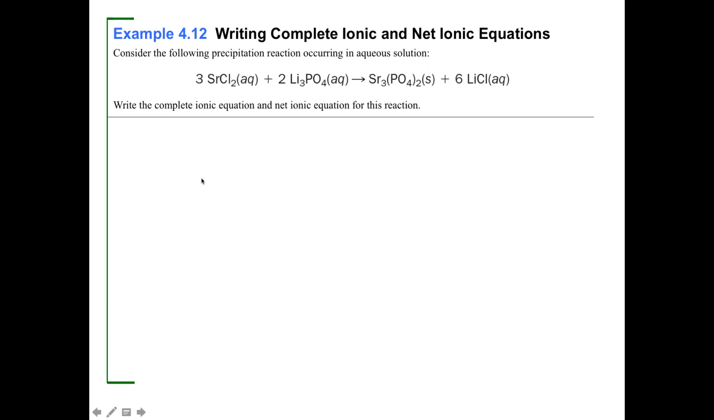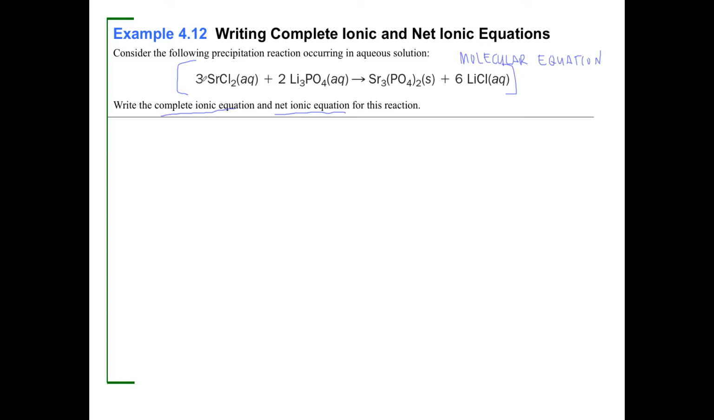So consider the following precipitation reaction. So we relax, right? You don't need to know what this stuff is. I want you to practice naming it, but that's not what the question says. It just says consider it, and then write the complete ionic equation and the net ionic equation. Why don't we write the molecular equation? In the previous slide, I showed you how to do three of them: the molecular equation, the ionic equation, and the net ionic equation. Why not the molecular equation? Well, because it's right here. It's given to us.